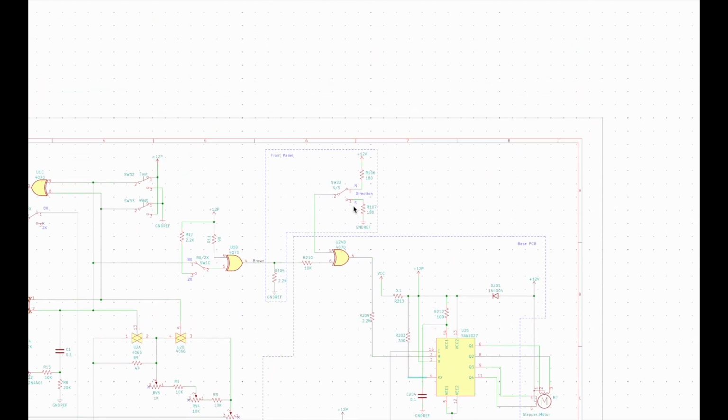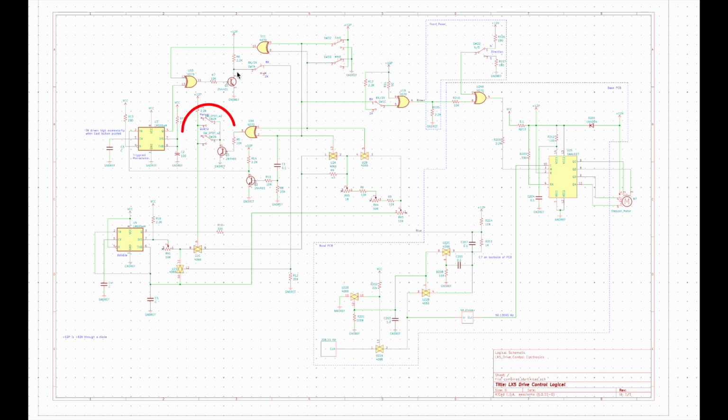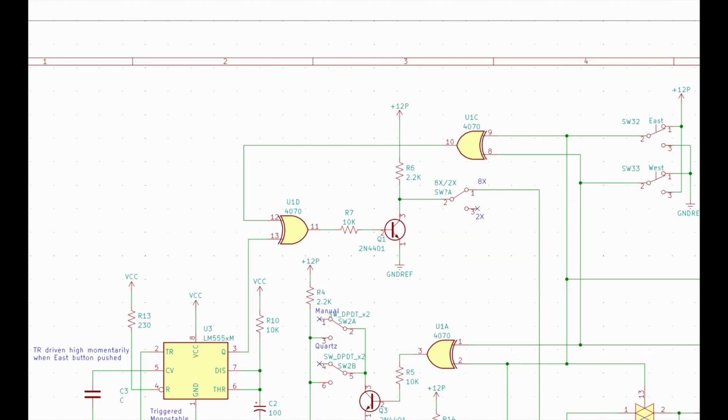The complete circuit has a switch to select a quartz clock for tracking objects in the sky or a manually set speed. It can also slew the telescope east or west using the E and W buttons and do that at two speeds selectable with the 2X, 8X switch. And to operate in the northern or southern hemisphere, it has the NS switch. That's a lot of combinations and we'll break them down, but first let's remove some low-hanging fruit.